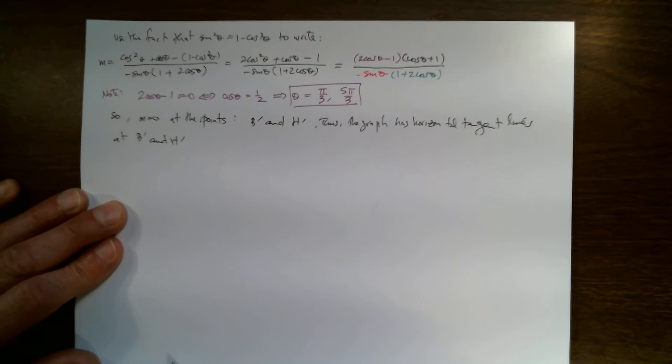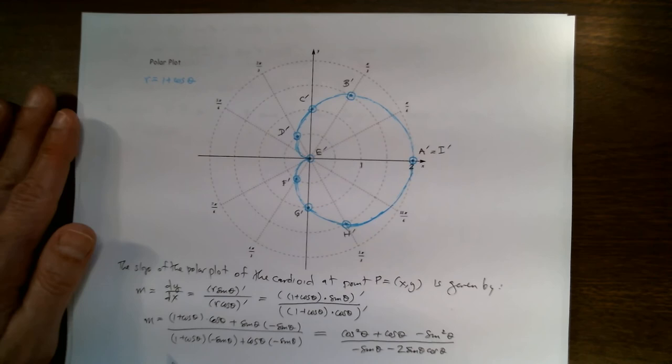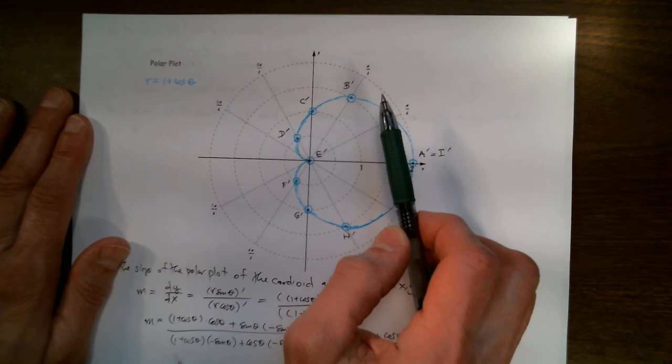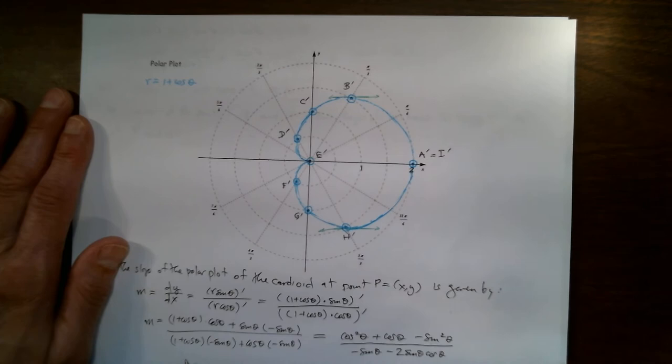So let's reference our picture again and see if that seems reasonable. Here is the graph of our cardioid, and we can see at b prime and h prime that those are the high and low points on the graph, where the tangent line is horizontal, zero slope to the graph at those two points. Okay, fine. So we see that's true.